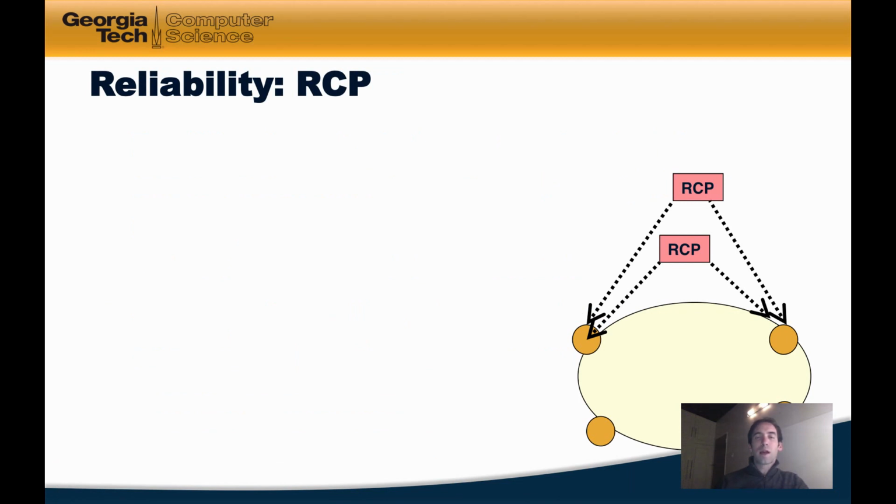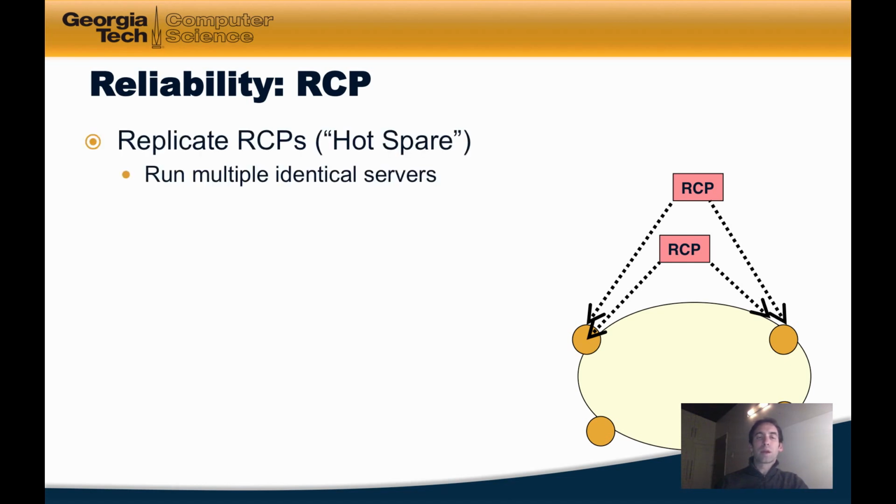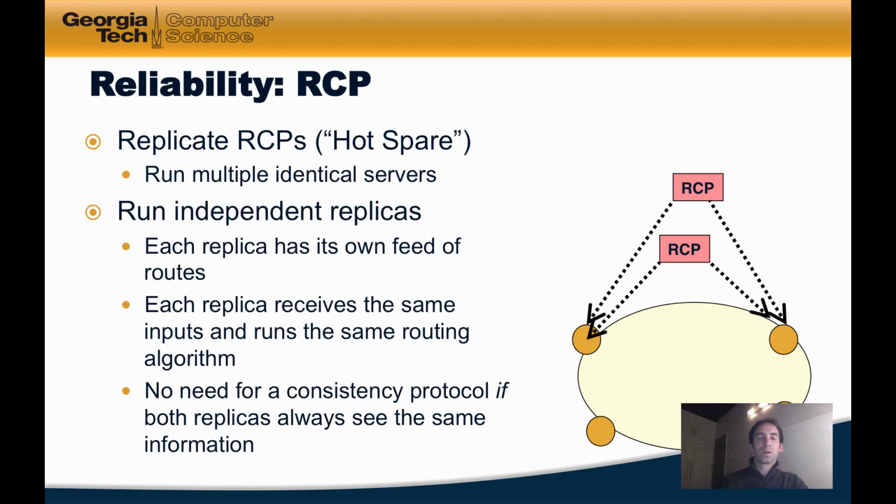Let's now take a look at how these systems tackle a second challenge, that of reliability. One particular approach to reliability is to simply replicate. The RCP design advocates having a hot spare, whereby multiple identical RCP servers run in parallel, and the backup or standby RCP could take over in the event that the primary fails.